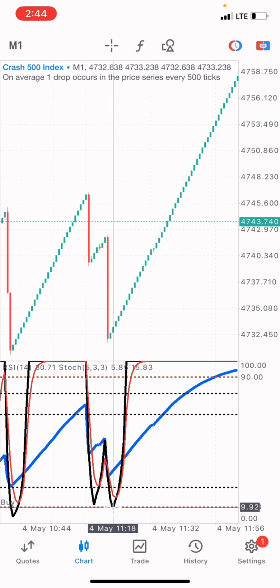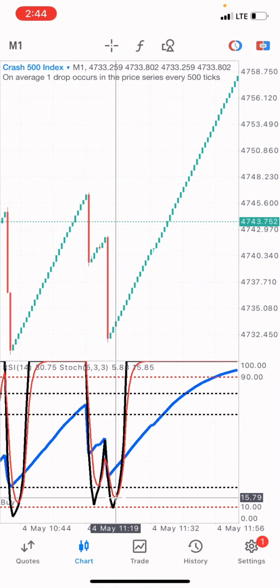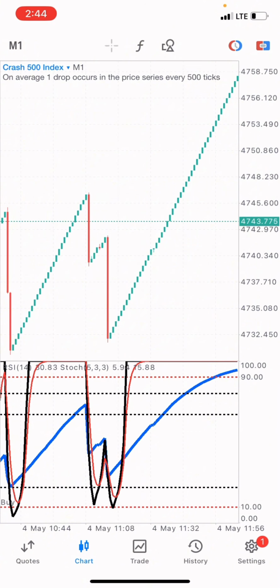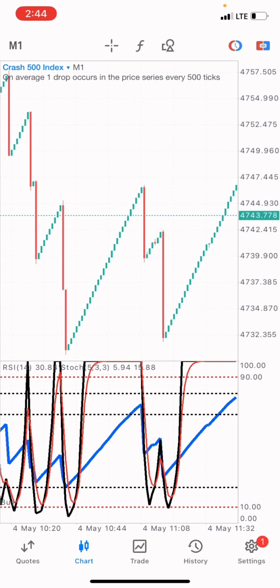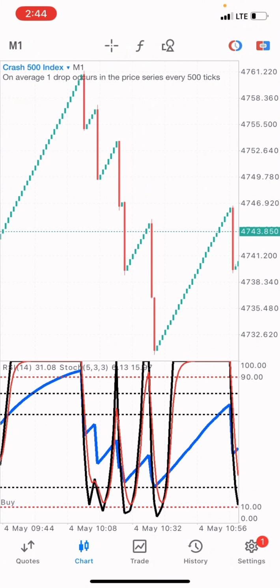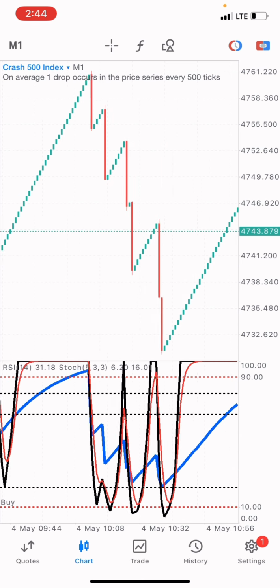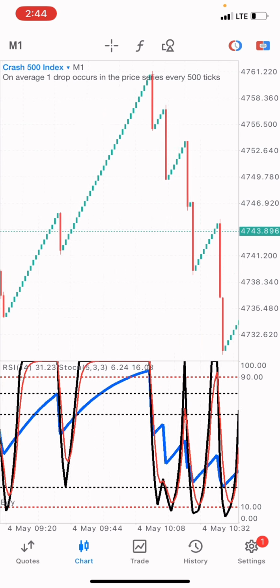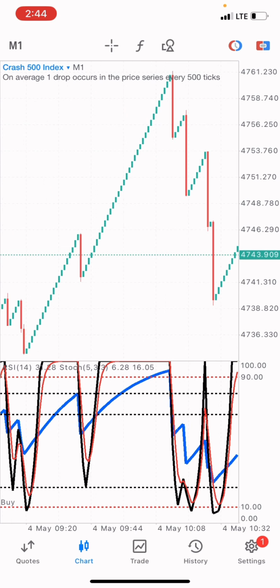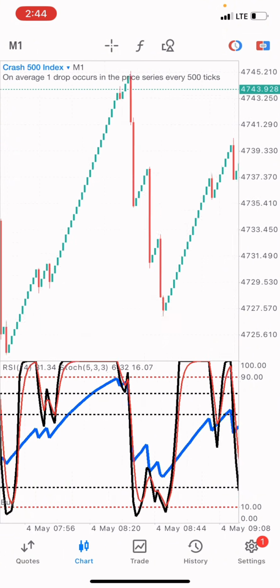At the left side, when they meet, this is at the level of 10. They meet at this point, you take your buy for 3 candlesticks. You don't need to stay in the market for too long. Just take those small profits and you wait again for another good opportunity. That's how you can grow your small account on the Crash 500 index using these 2 indicators that I've just shared with you guys right now, the RSI and the stochastic oscillator.